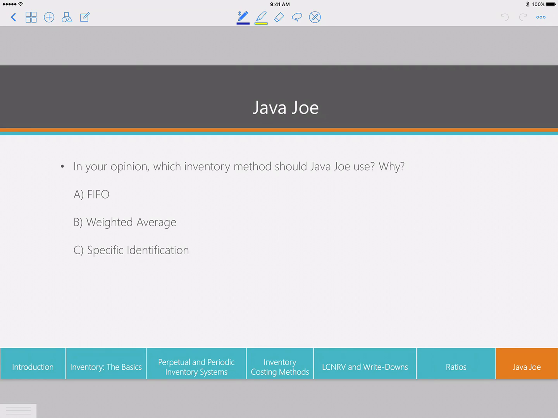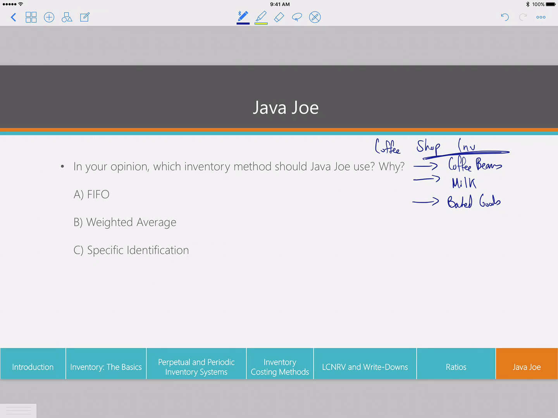Remember, they're a coffee shop, so they have stuff like coffee beans, they have milk, maybe they have some baked goods or food. And that's basically their inventory. So which of the three do you think they should use and why? And I'd like you to maybe pause and just think about it and try to come up with whatever ideas you can, and then we'll solve it together.